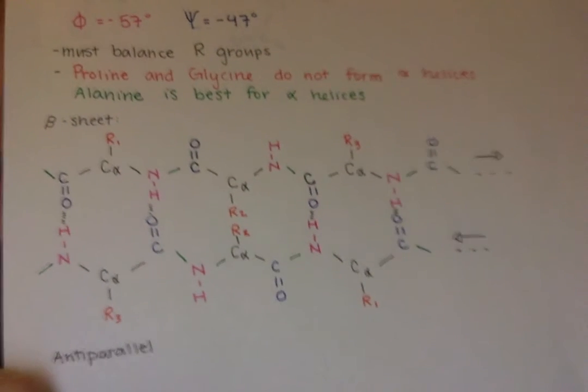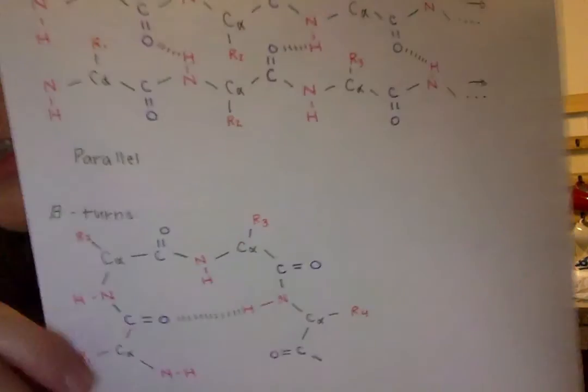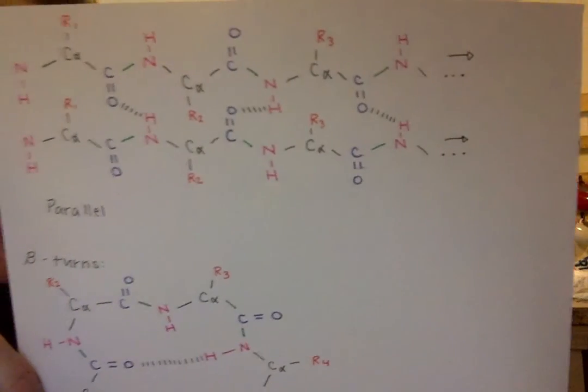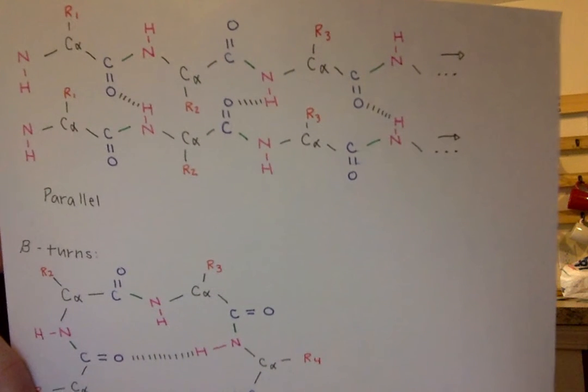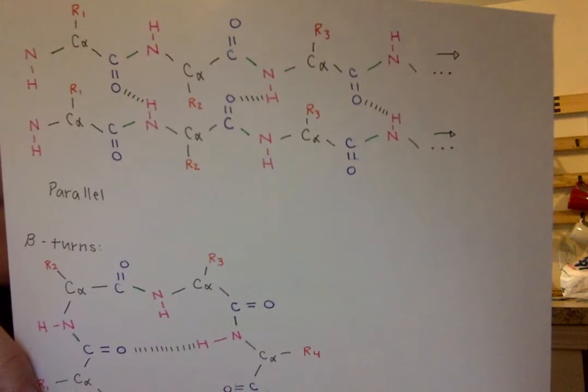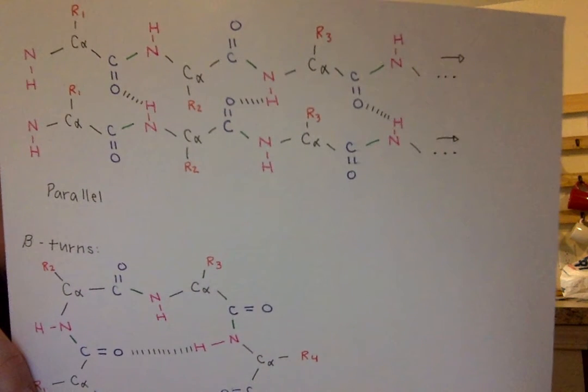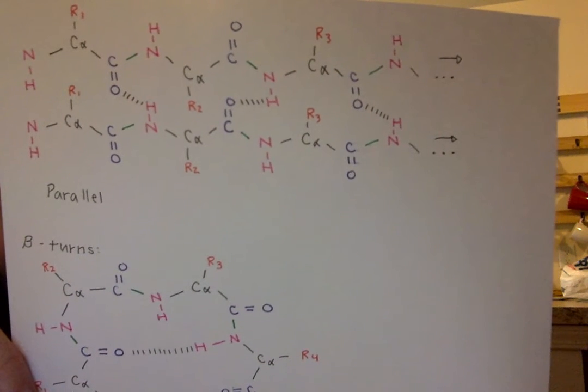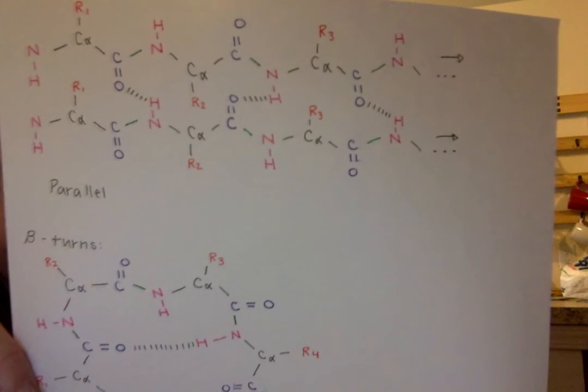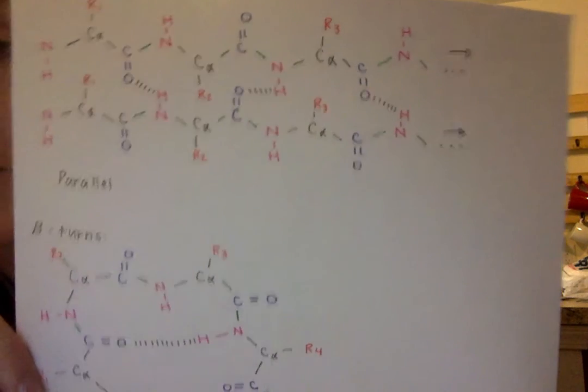sheet. And if we look at a parallel beta sheet, there's still hydrogen bonding, but because the strands are going in the same direction, the hydrogen bonds are at a little bit more of an angle, and this makes parallel structures less stable than anti-parallel structures.